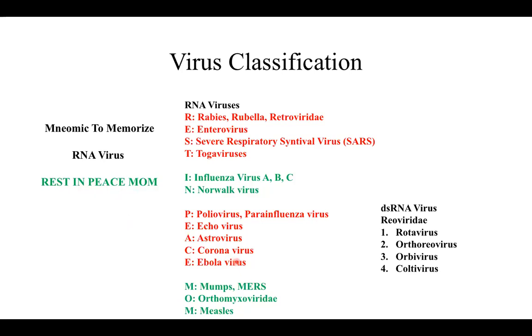and E stands for the Ebola virus. Similarly, the first letter of mom, that is M, stands for the mumps virus or the Middle East respiratory syndrome virus, MERS. O stands for the orthomyxoviridae, which includes the influenza virus A, B, and C. And the other M stands for the measles virus. That is the mnemonic to memorize the names of the RNA viruses: rest in peace, mom.